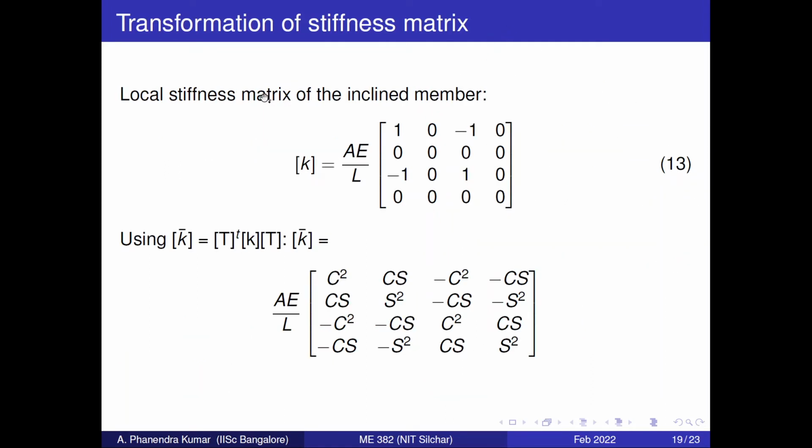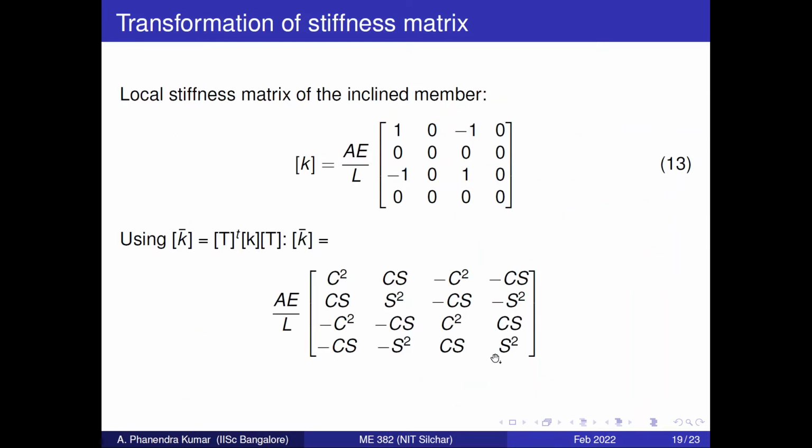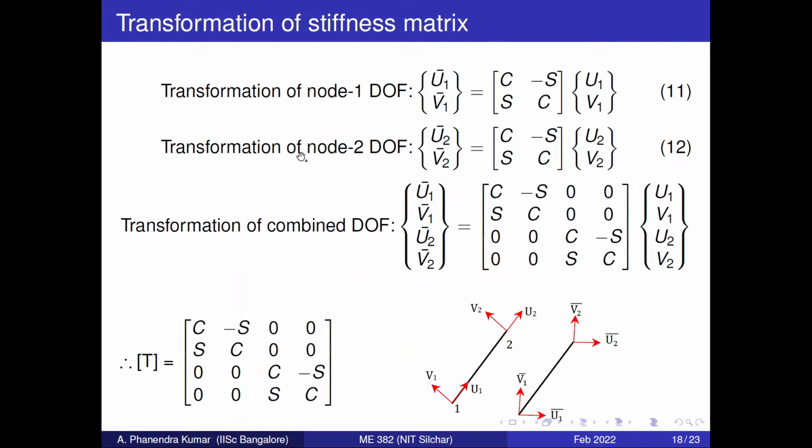Now if you remember, we have already derived the local stiffness matrix. This is the local coordinate system with u2 and v2. As we know, a truss element can have only axial displacements, so only u1 and u2 are possible, and v1 and v2 contributions won't be there if we consider the local coordinate system. That's why we will have zeros in the rows and columns of the stiffness matrix. So this is the local stiffness matrix for an inclined member in the local coordinate system.